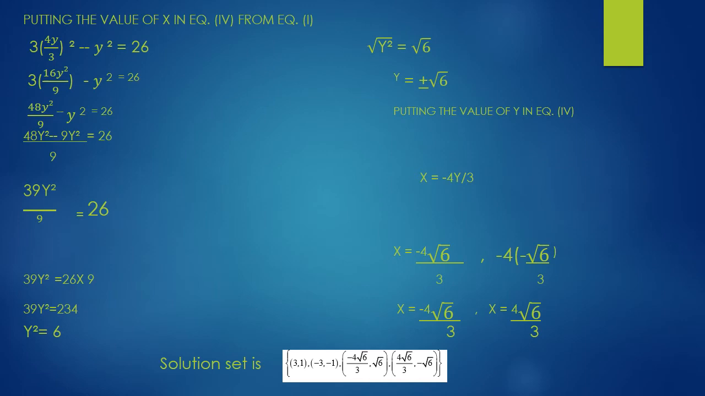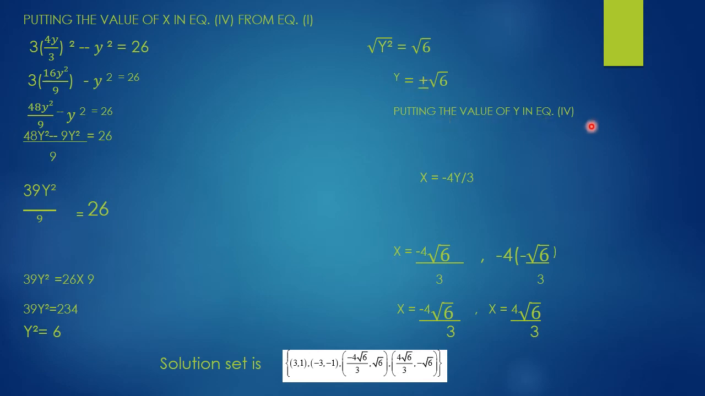Putting the value of x in equation number 1 from equation number 4. 3 into 4y divided by 3 whole square minus y square is equal to 26. 3 into 16y square divided by 9 minus y square is equal to 26. 48y square divided by 9 minus y square is equal to 26. 48y square minus 9y square divided by 9 is equal to 26. 39y square divided by 9 is equal to 26. 39y square is equal to 26 multiplied by 9. Multiply 9 on both sides. So 39y square is equal to 234. y square is equal to 6. Taking square root on both sides, y is equal to plus minus under the root 6.